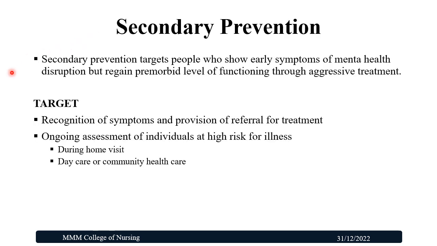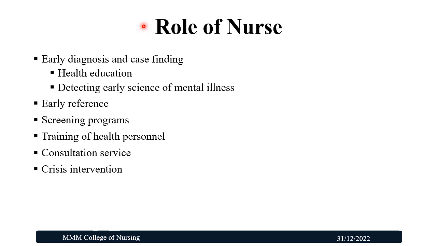Secondary prevention. Secondary prevention targets people who show early symptoms of mental health disruption but regain premorbid level of functioning through aggressive treatment. Targets: recognition of symptoms and provision of referral for treatment, ongoing assessment of individuals at high risk for illness during home visit and during daycare or community health care. Role of nurse: early diagnosis and case finding.